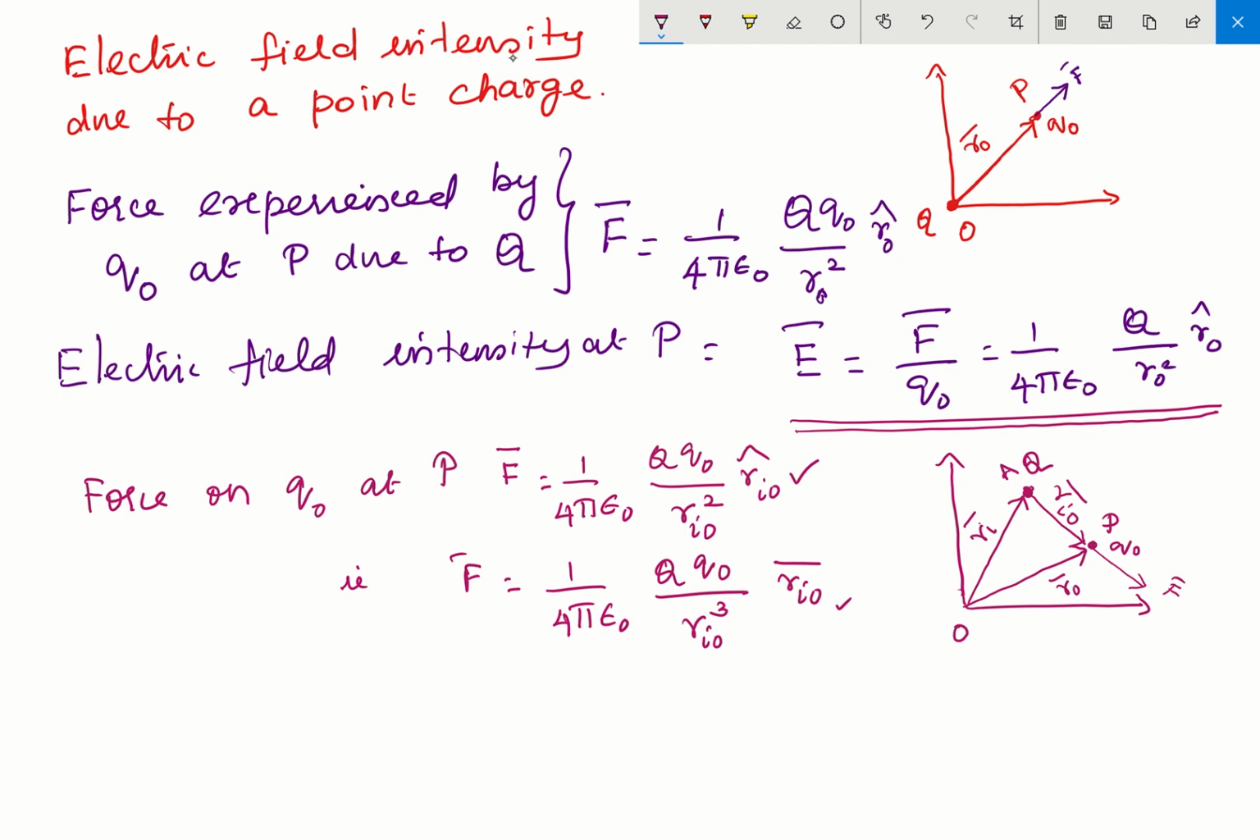Therefore, F is equal to 1 by 4 pi epsilon naught Q Q naught by R i naught the whole cube, which can be written in terms of position vectors. R i naught vector is equal to R naught minus R i, because R i plus R i naught is equal to R naught, correct? Triangle of vectors, we have already seen. Therefore, I can write it as R naught minus R i the whole cube, times the vector R naught minus R i. This is the expression for the force experienced by Q naught at P. But what I want is the electric field intensity.